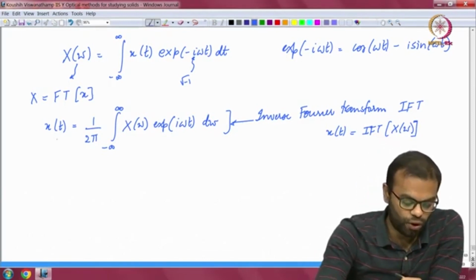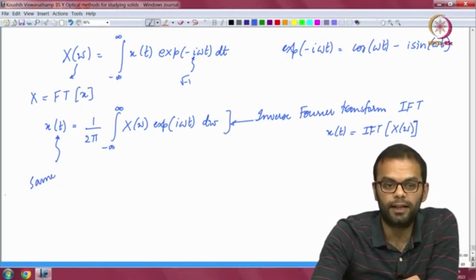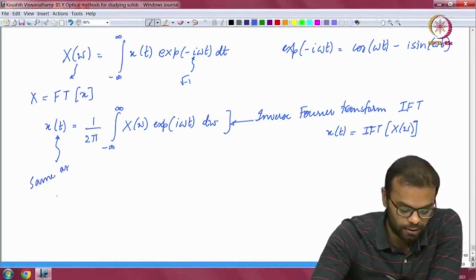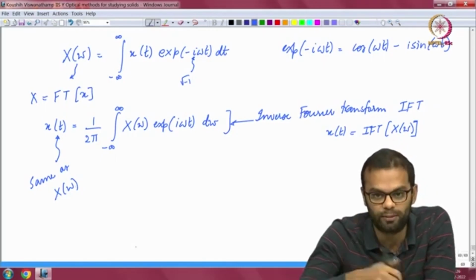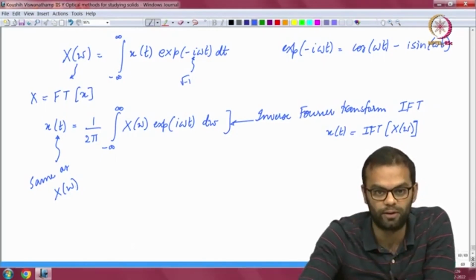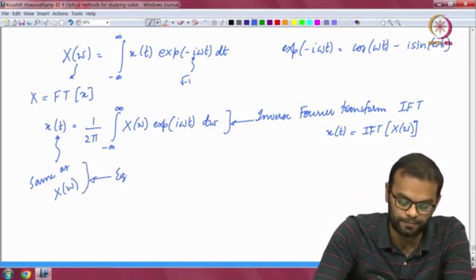Okay. So, if you knew x of t, then it is as good as knowing capital X of omega, or if you knew capital X of omega you know everything about the signal, if you knew small x of t you know everything about the signal. So, they are both equivalent representations.